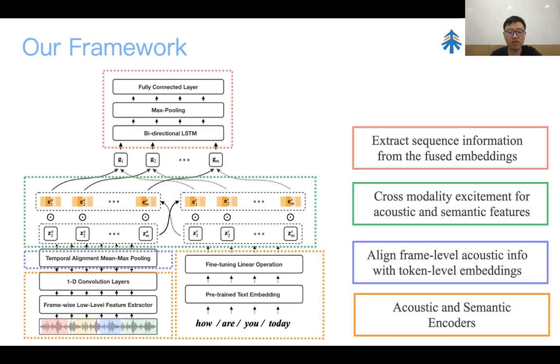Here is the overall framework of our proposed approach, which consists of four important blocks, as you can see colored. The first block is in orange, which is the initial acoustic and semantic encoders. The second part is in purple, which aligns the frame-level acoustic information with token-level embeddings. The third part is in green, which is the cross-modality excitement. And the last part is the final prediction, where we extract sequential information from the fused embeddings.